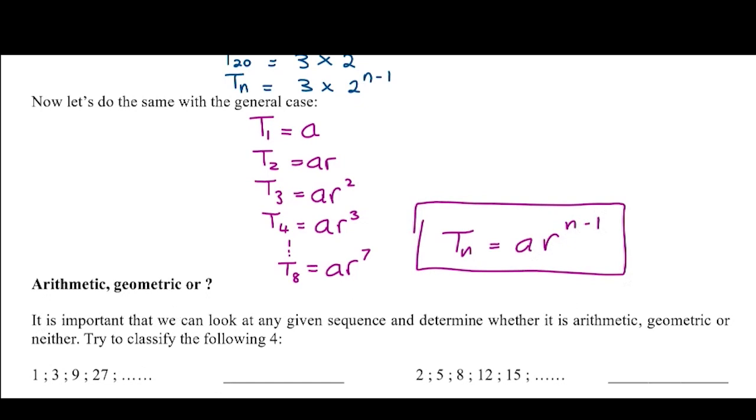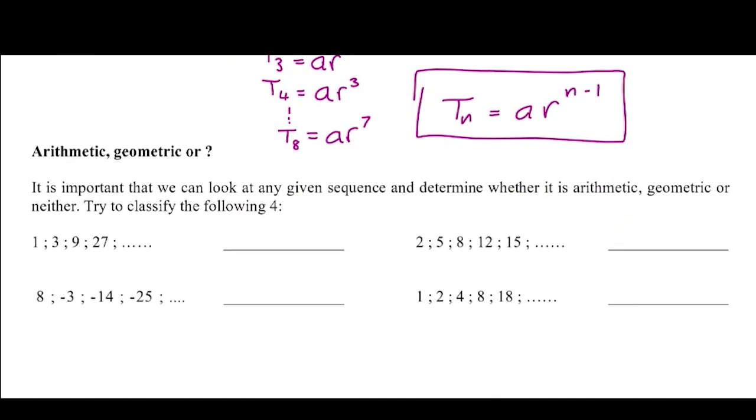It is really important that we now can deal with both types of sequence. So what we're going to do now is classify some sequences, and decide: are they arithmetic, or are they geometric, or are they in fact neither? This one over here is definitely geometric. We are multiplying each time by 3, and that rule holds throughout.